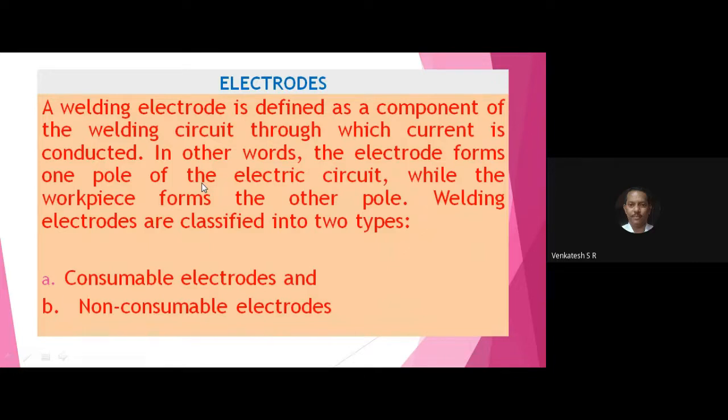Next, come to the point, write down electrodes. Write down a few points. First, you write down the title, electrodes. Underline that. A welding electrode is defined as a component of the welding circuit.